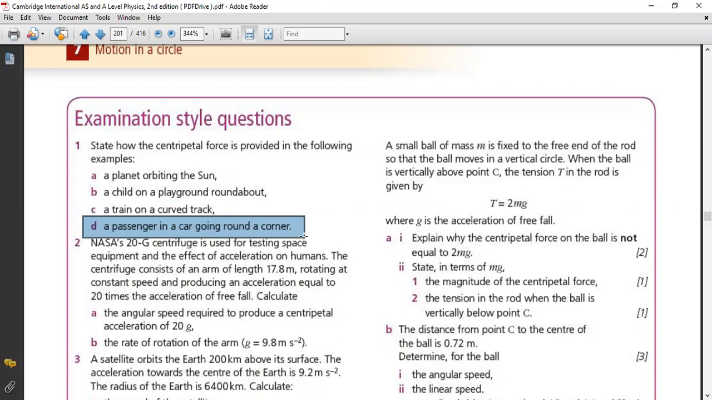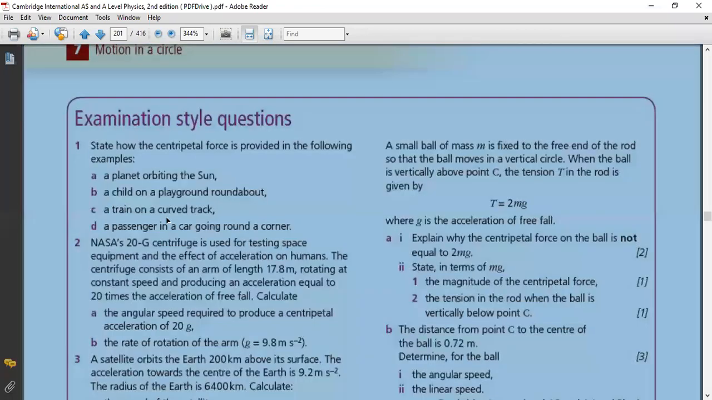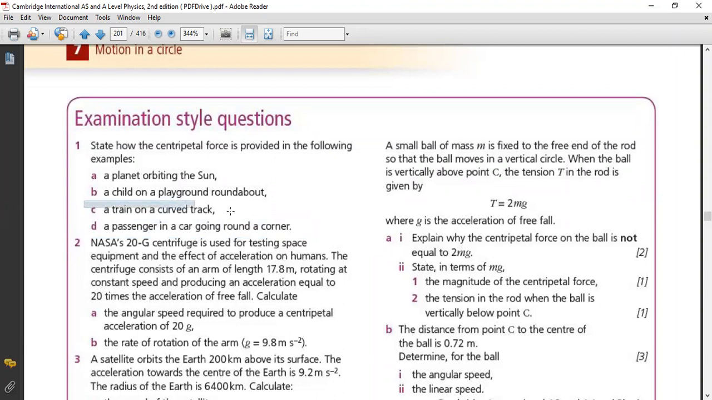I told you that in banking of roads, the road is lifted from one side, so there the normal reaction as well as the friction force provide the necessary centripetal force. But in the case of a train on a curved track, there will be only friction force between the wheel of the train and the track that is providing the necessary centripetal force. In the case of a car, there can be two sources. If the road is banked, then there will be the normal reaction as well as the friction force between the tires of the car and the road.